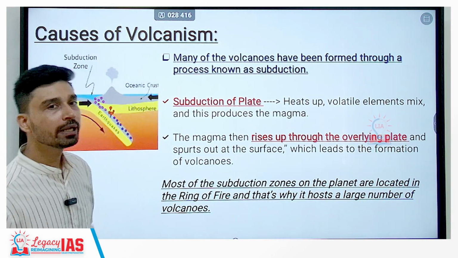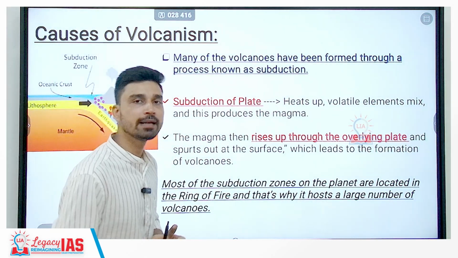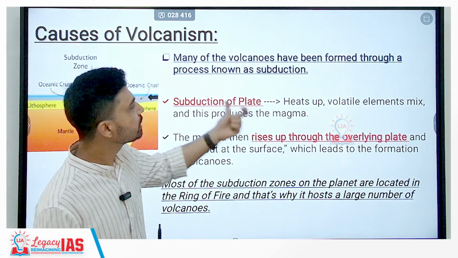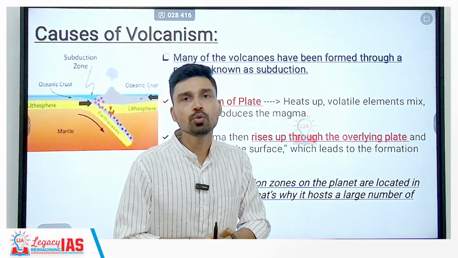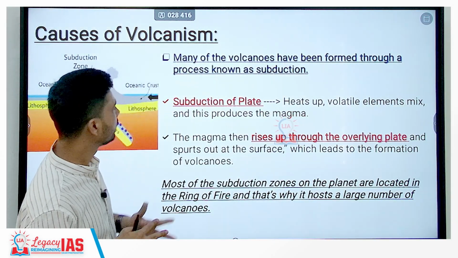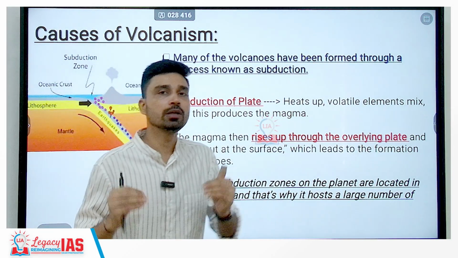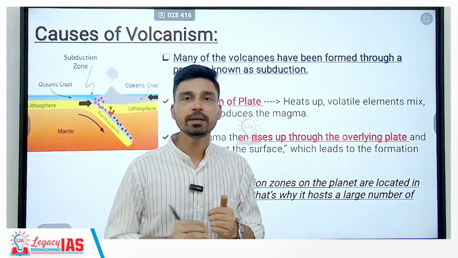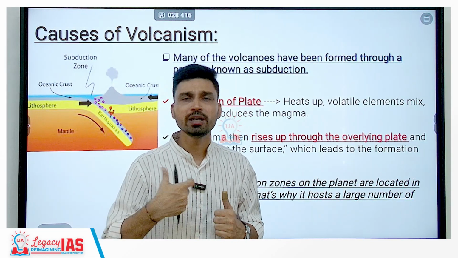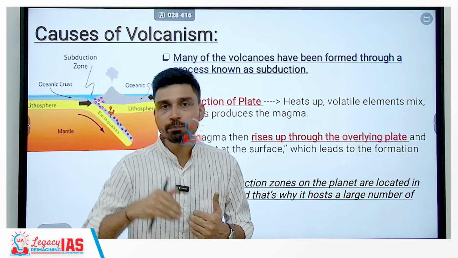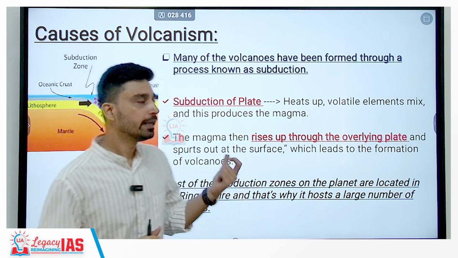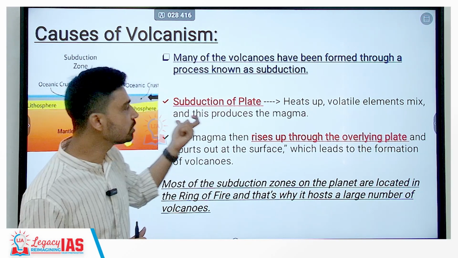Now, how does volcanism happen? Let us try to understand this as well. Many of the volcanoes have been formed through a process that is known as subduction. Subduction also is a type of plate interaction. So, when a heavier plate collides with a lighter plate, the heavier plate sinks below the lighter plate, or in another way we can say it is pulled toward the mantle.